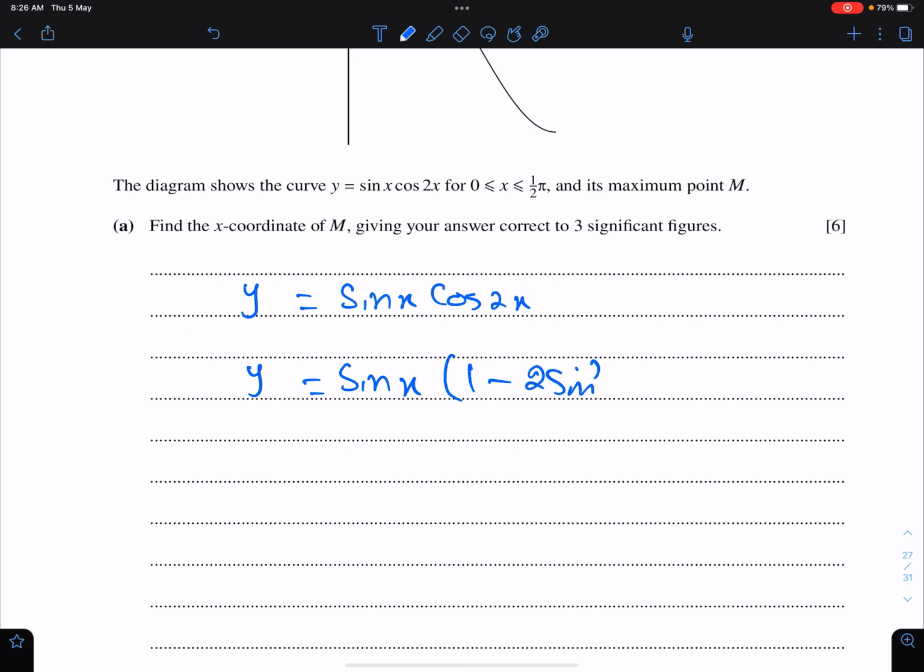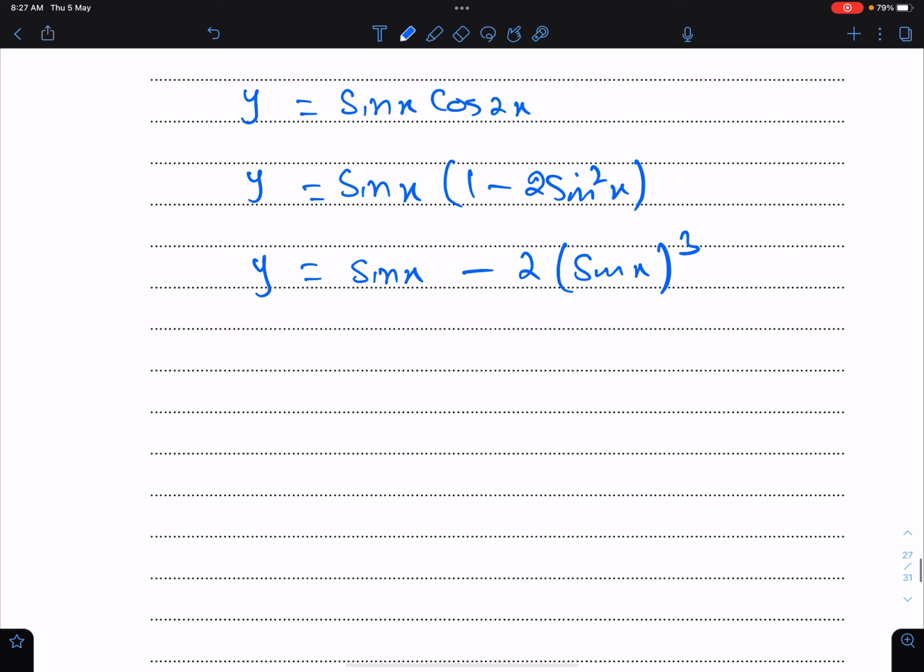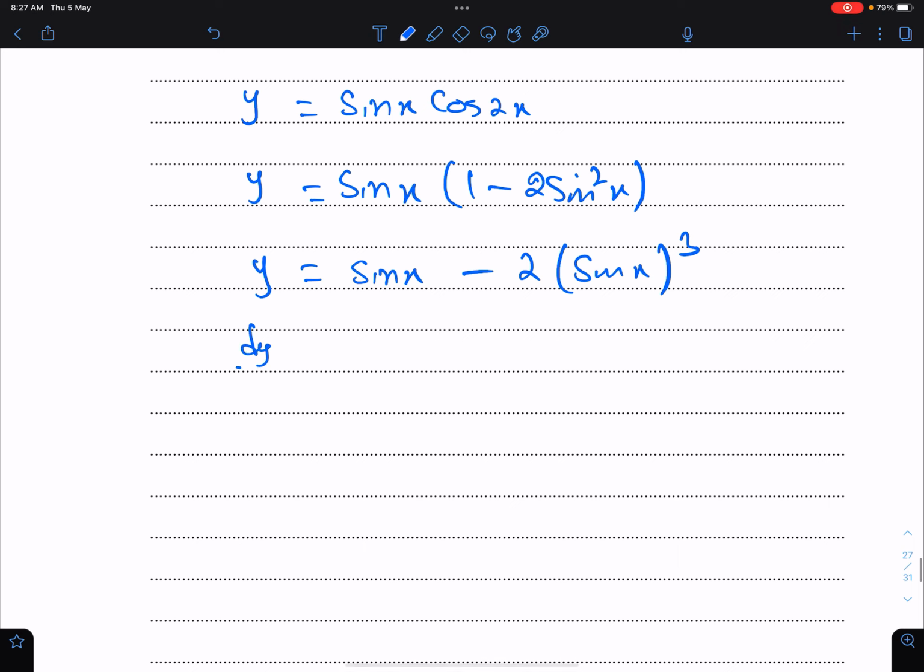This is the double angle formula of cos 2x in terms of sine. So we have sine x minus 2 sine power 3. So when we differentiate this, we'll get cos x. This is a composite function, so 6 sine whole power 2, and the differential of sine is cos.